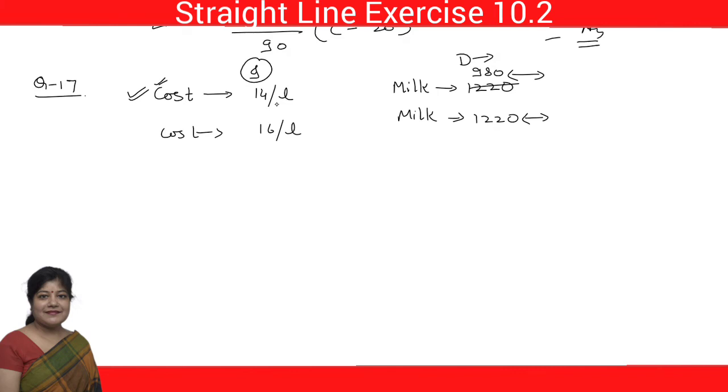So what do we have? The points 14, 980 and another point 16, 1220. Let these be A and B. So firstly, the first step is to find the slope. Now find out the slope. Try to do it by yourself, the same pattern which I explained in question number 16. I am sitting, you solve it.